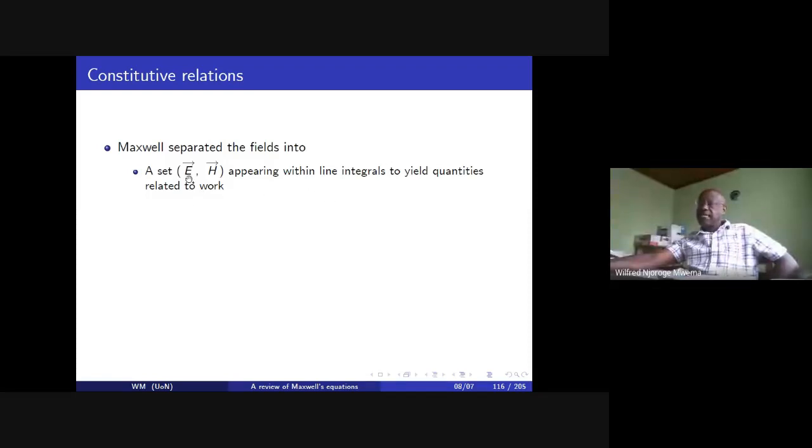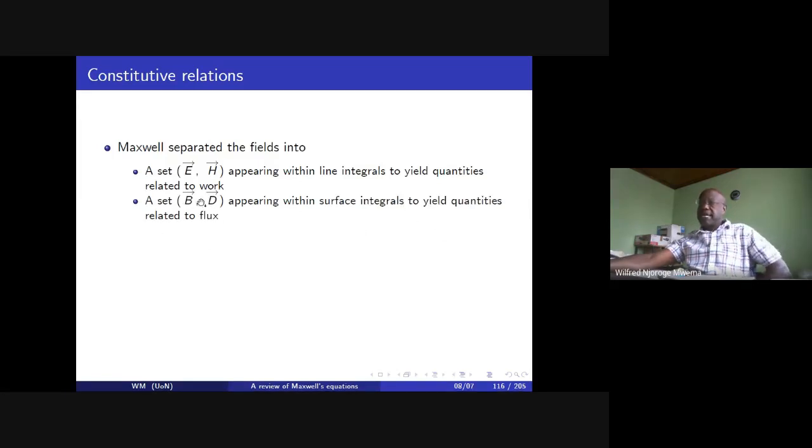We have seen that the closed line integral of E is equal to the time rate of change of the magnetic flux density. And the other one we saw, the closed line integral in Ampere's law of H, is equal to the value of the current flowing. So this is related to work.